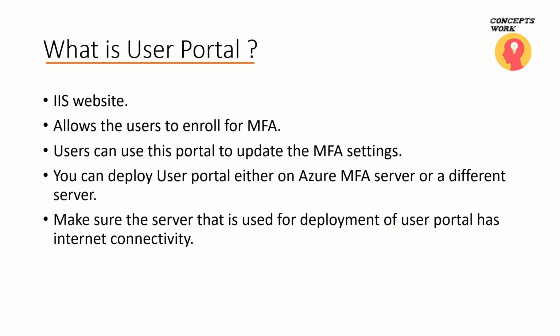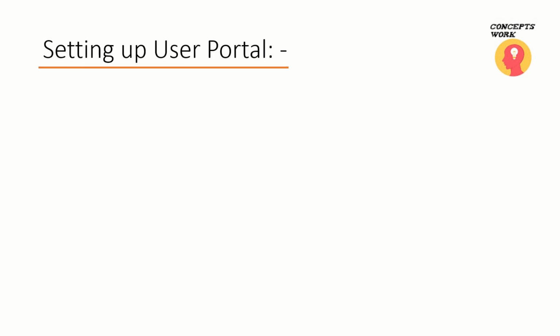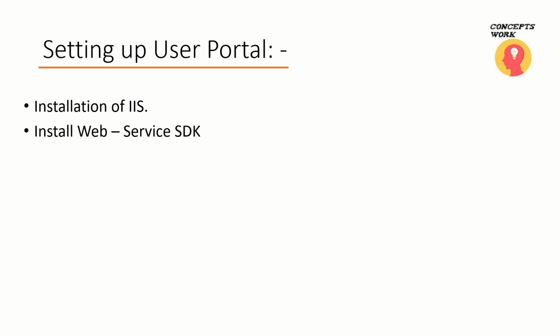Next, we are going to talk about a couple of prerequisites and how to begin setting up user portal. The first thing, as I said before, will be installation of IIS, and there are a couple of prerequisites which I'll show in the lab itself that need to be selected before you go ahead with the installation. This component of MFA server has a complete dependency on web service SDK that will be installed from the console itself. That is also something I will show in the demo.